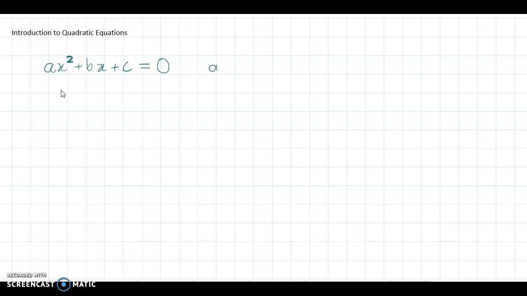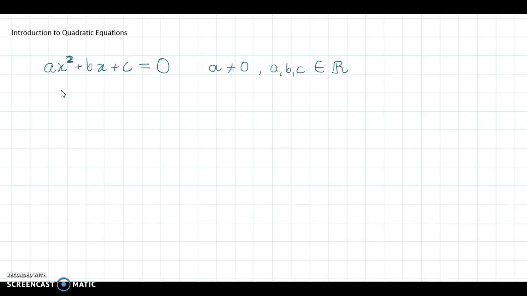Here we require a to be a number different from 0, and then a, b, and c are just any real numbers. We want a to be different from 0 because if we multiply 0 by x squared, then we will be left with bx plus c equals 0, and that's a linear equation.